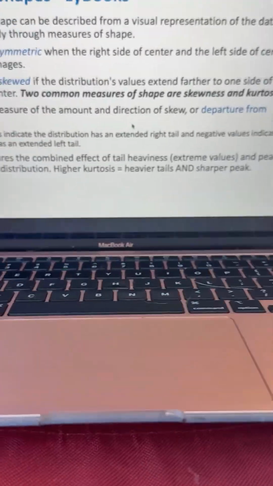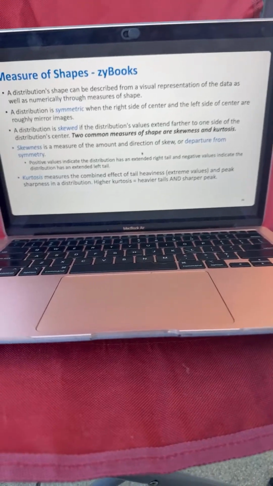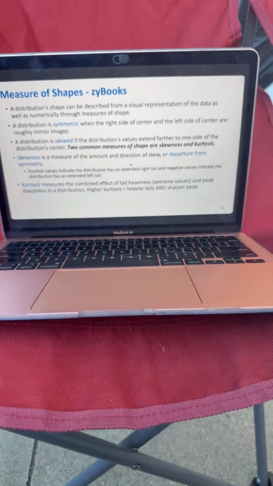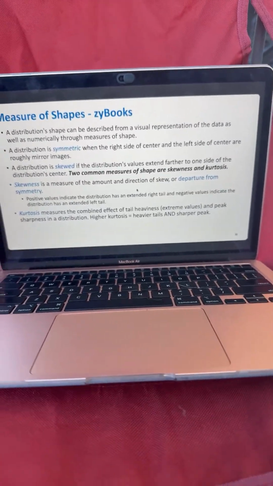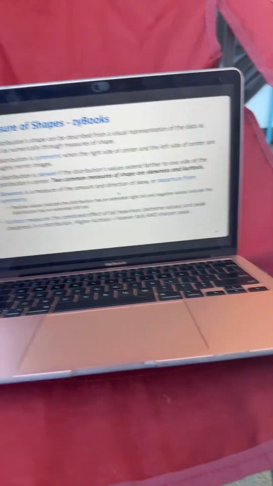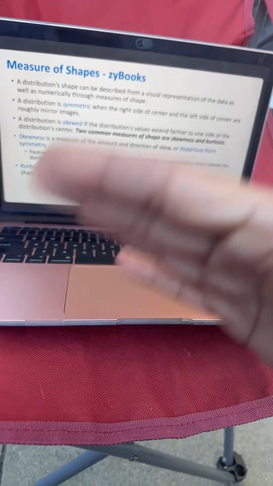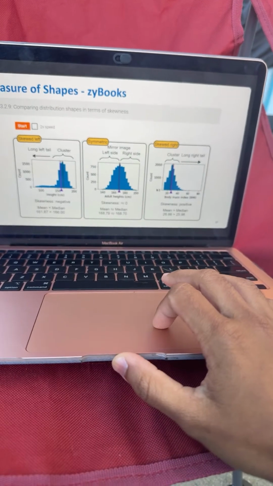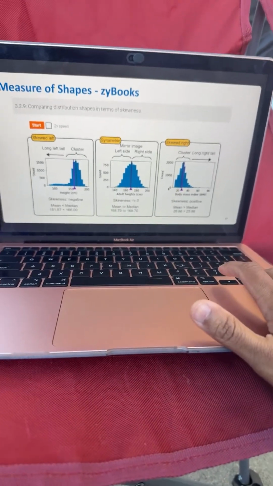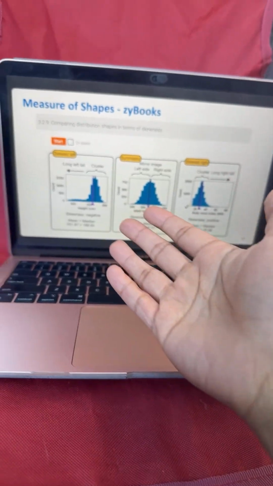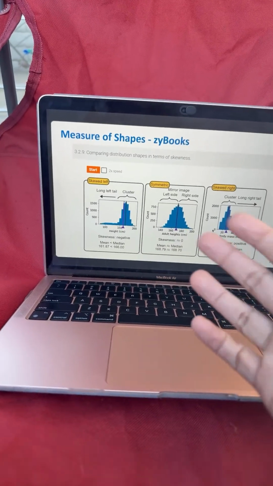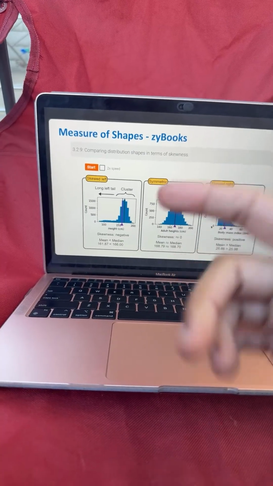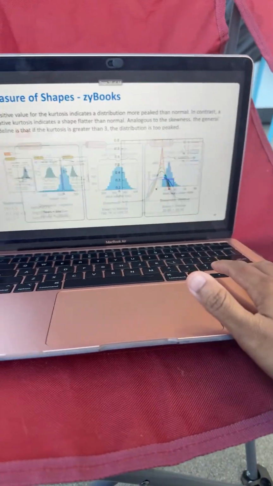Okay, so kurtosis measures the combined effect of tail heaviness, extreme values, and peak sharpness in a distribution. Higher kurtosis equals heavier tail and sharper peak. So what is that, like a U shape or a slope shape? I don't think they have pictures of kurtosis here. If it's a positive trend line, then it has to be negative skew. Okay, negative, positive, zero skew.